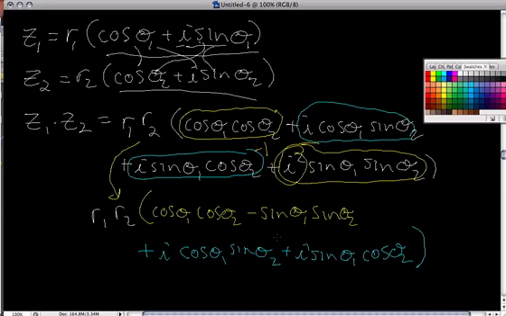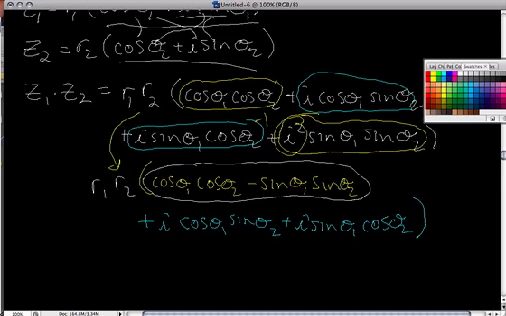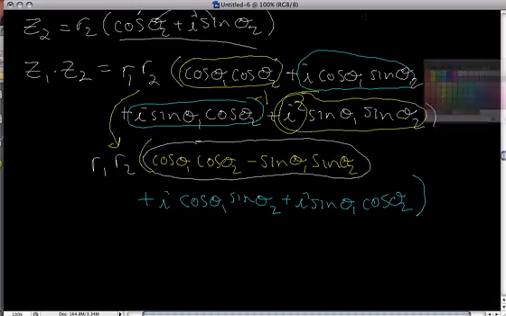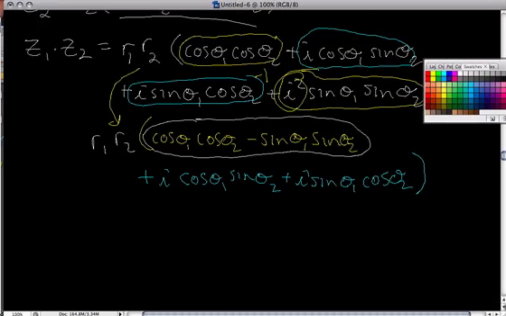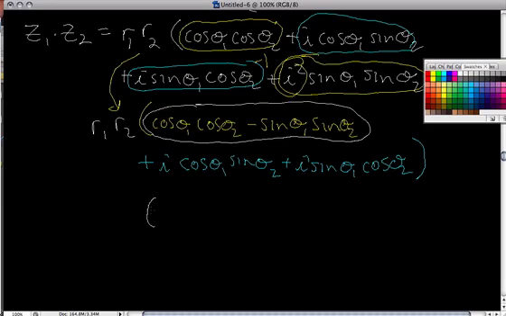Now that still looks like a mess, but if you look at this, that should look sort of familiar. That's the right-hand side of the sum identity for cosine. So what's in yellow that I've circled, I can more compactly write as cosine of theta sub 1 plus theta sub 2.